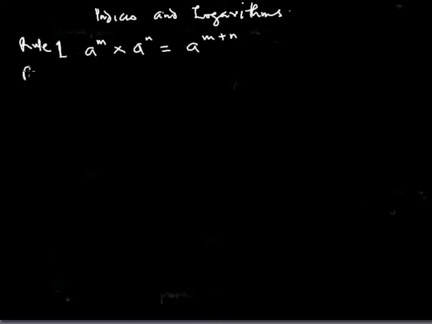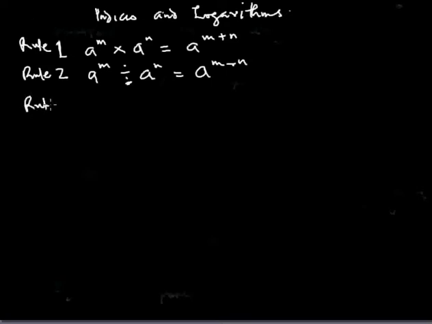It's basic. Rule number 2, we have a raised to power m divided by a raised to power n is equal to a raised to power m minus n. When you have a division between them, you should know that you have a minus.